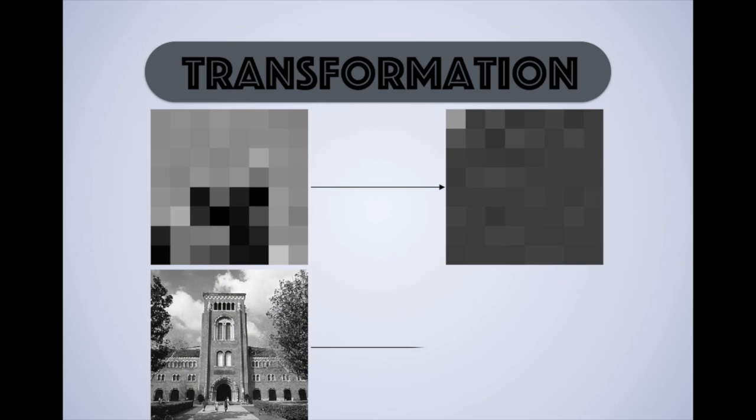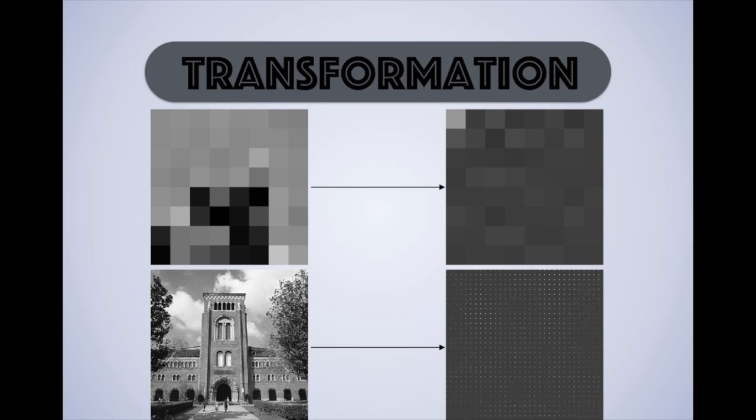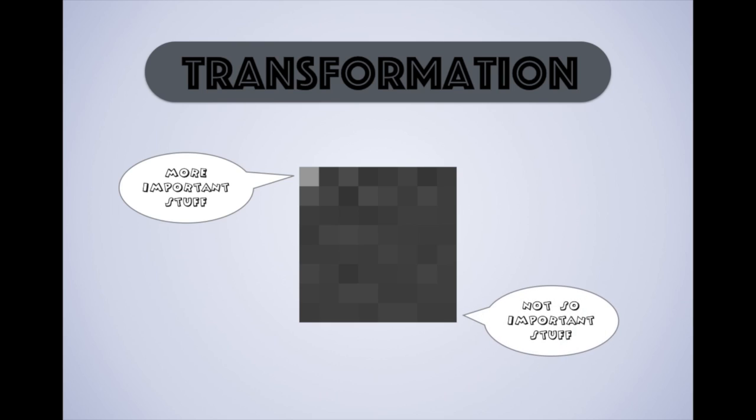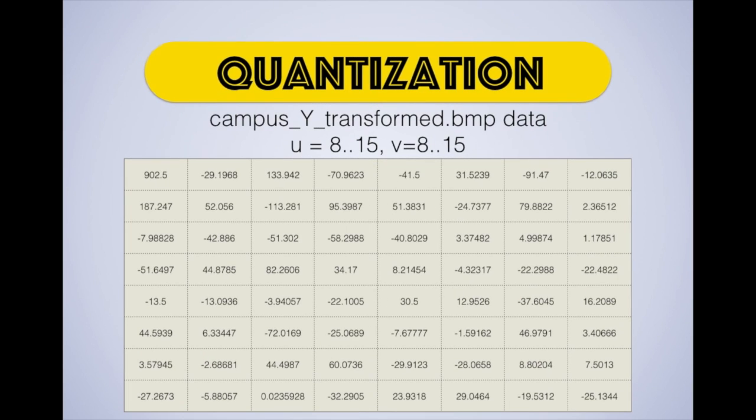The transformation used in JPEG encoding is discrete cosine transform, DCT. As a feature of DCT, the values in the top left corner are more significant than the values in the bottom right corner. Hence, we can reduce the data size in the bottom right in the next step, quantization.